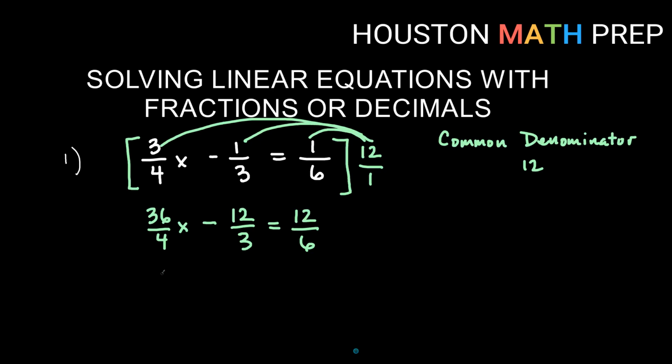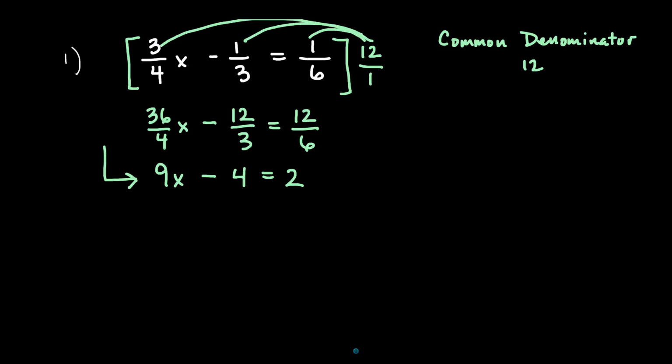Now, hopefully you can notice that all of these fractions are just whole numbers if you think of them as division. 36 divided by 4 is 9, so this is 9x, minus 12 divided by 3 is 4, and 12 divided by 6 is 2. Now we've arrived at a linear equation with one variable, no fractions in it anymore. You can work it the rest of the way without having to write a bunch of fractions, which may be cumbersome to write, and you don't have to calculate with any fractions the rest of the way. You may have to simplify at the end if your answer is a fraction.